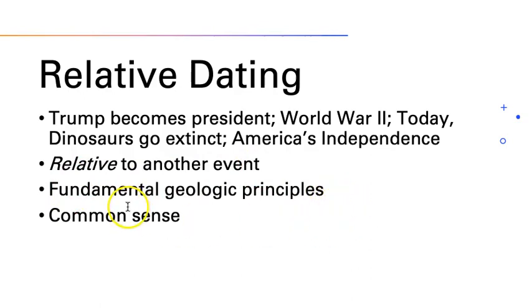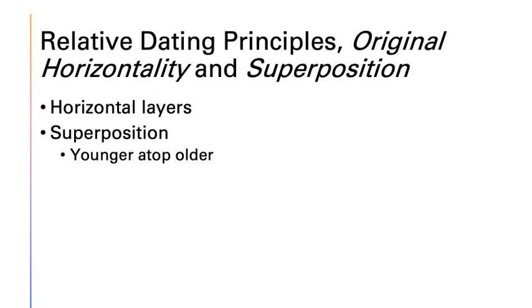This is done by using fundamental geologic principles, also known as relative dating principles. Examples include cross-cutting relations or original horizontality, which are for the most part based on common sense. Relative dating principles, original horizontality, and superposition. Sedimentary and extrusive igneous rocks form in more or less horizontal layers. Superposition describes that as a sequence of rock layers form, younger layers are always deposited atop older layers.